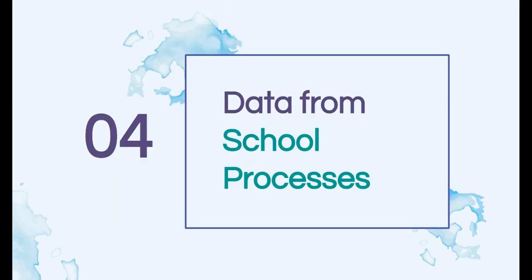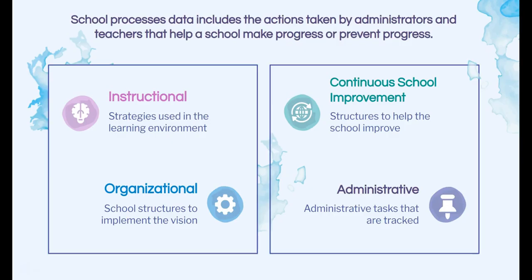A fourth type of data is school processes data. These processes are one of the only pieces of data that a school can completely control because the school's staff determines the school processes. School processes data includes the actions taken by administrators and teachers to help the school serve its purpose. They are the procedures and customs that help a school make progress or prevent progress. There are four main types, but schools sometimes have more.